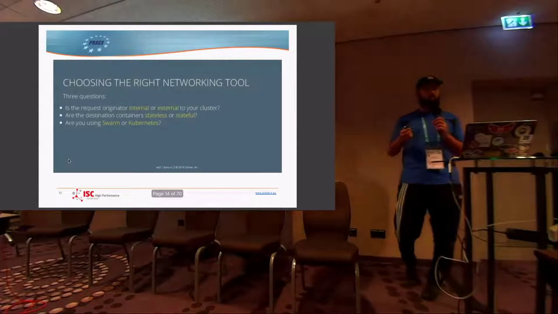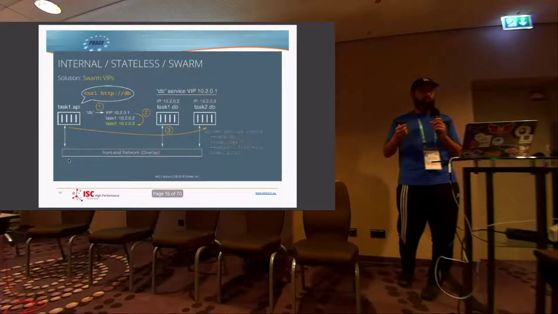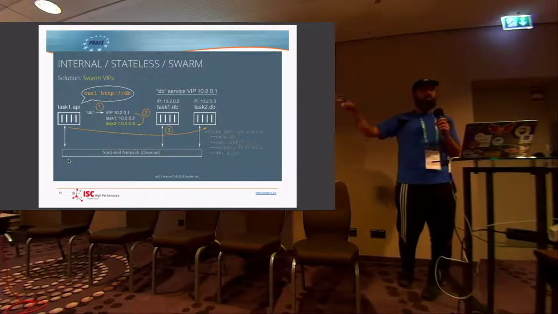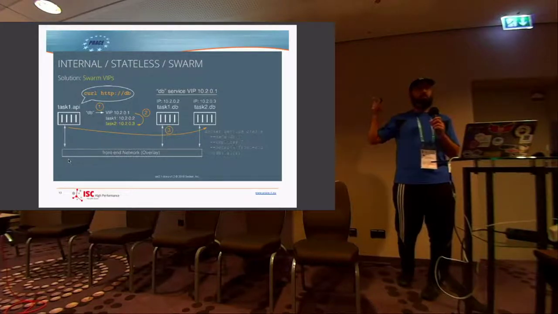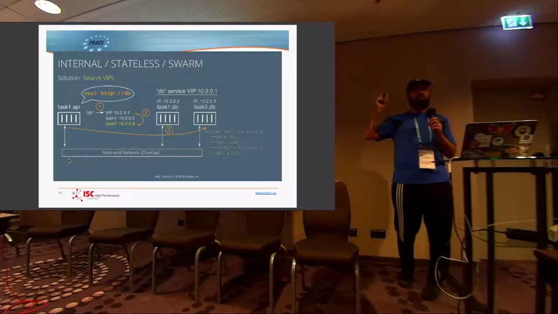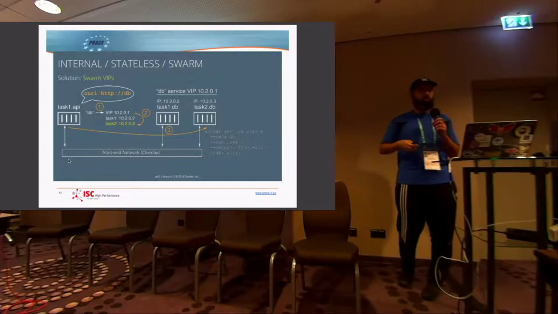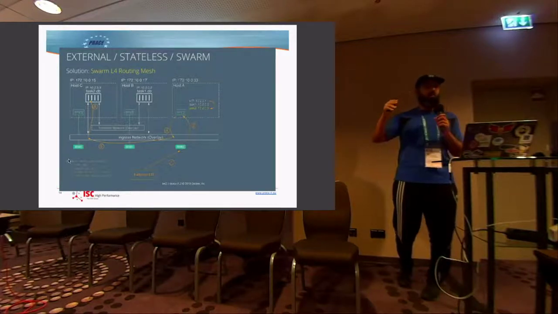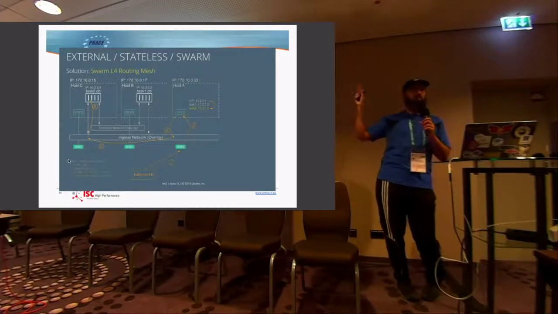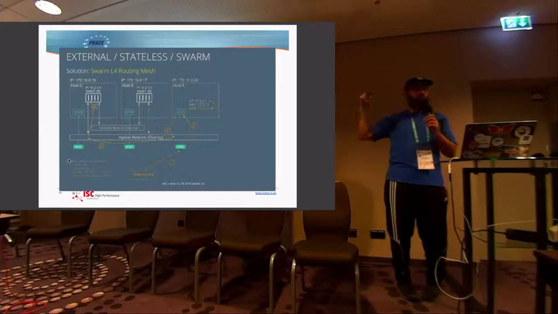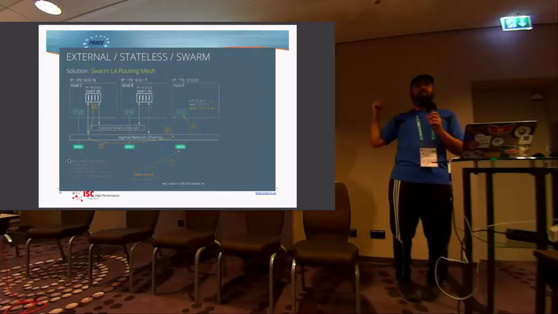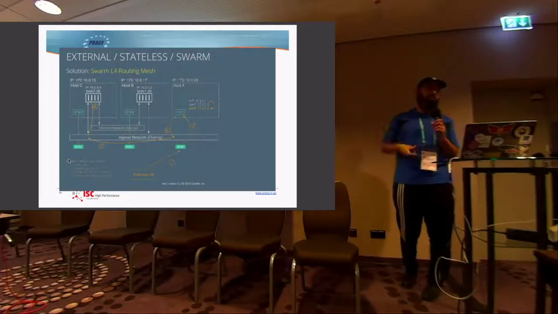For the network operations of Swarm, I will just show two examples. Internal stateless Swarm: this is an overlay network at the IP level. Stateless, each container has an elastic IP address. If it is down, you get another container with another IP address. For external, if you want the containers to be accessed from outside, then you have two overlay networks. One is the internal one between containers, and one is the ingress network, so that here port 80 is mapped out to port 8080 for every container that runs out there.